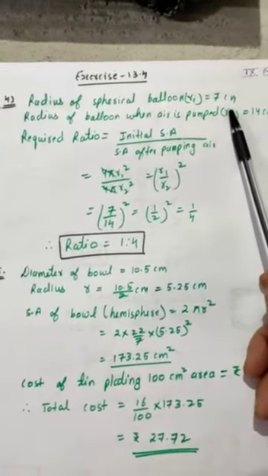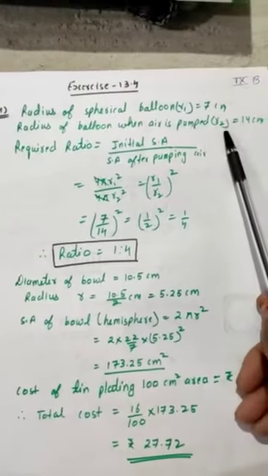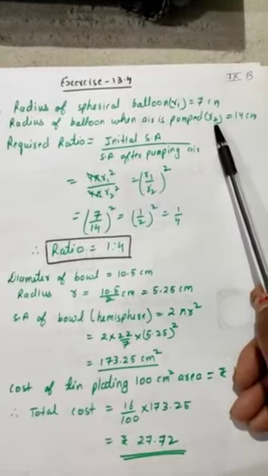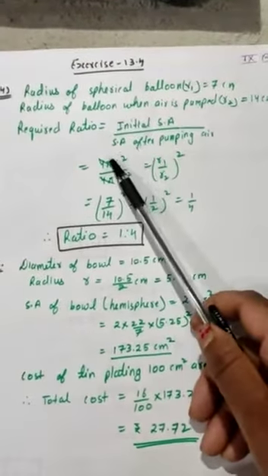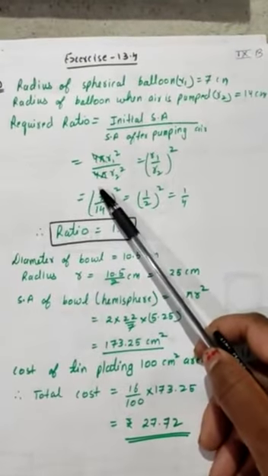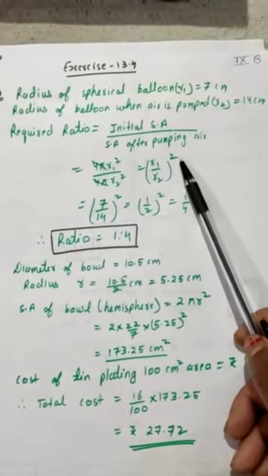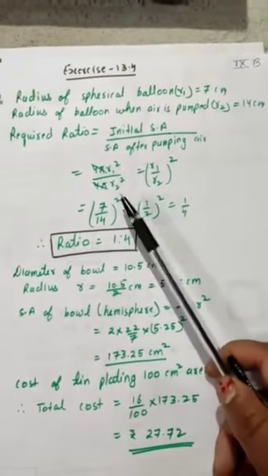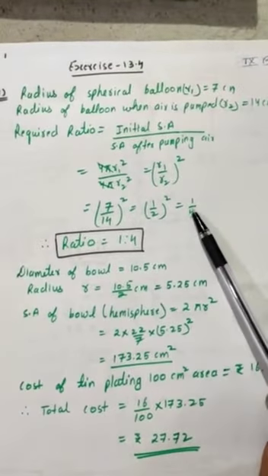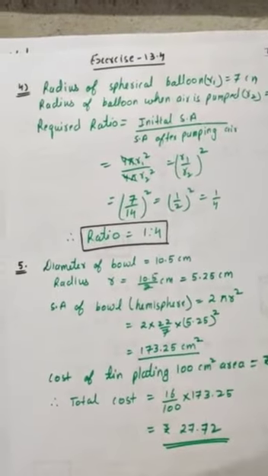And what is the formula for surface area? 4 pi r square. Now this radius I am taking as r1, and the outer radius, meaning afterwards in the final position, will be r2. So this is 4 pi r1 square upon 4 pi r2 square. 4 pi and 4 pi will cancel each other and it will be r1 upon r2 whole square. Then 7 upon 14 will give you 1 upon 2 and its square will be 1 upon 4. So the ratio will be 1:4. So this is very simple.